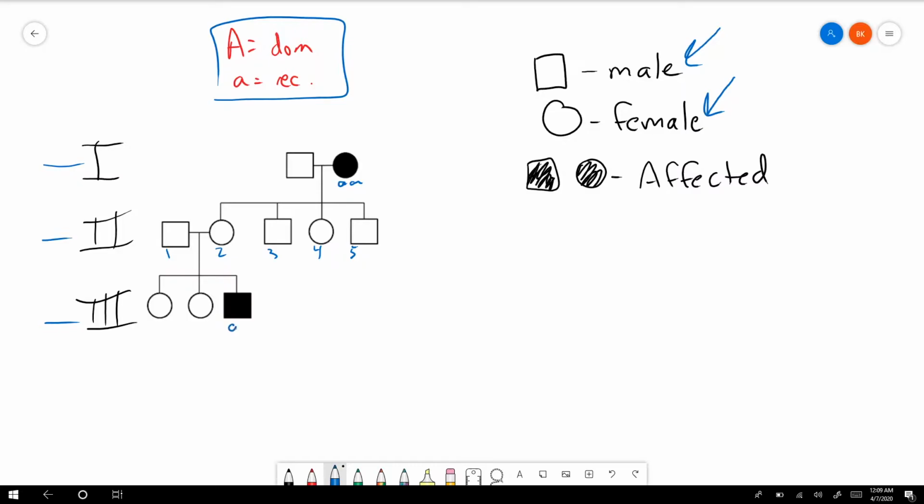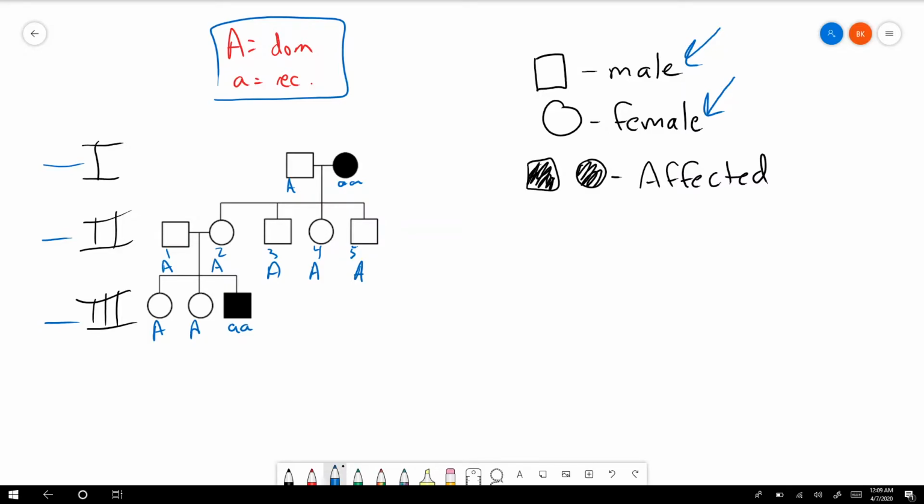So we can begin right off the bat. We know what those two individuals are, right? And every individual who's not affected must have a dominant allele. They could be homozygous dominant. They could be heterozygous. At this point, we don't know, so they all get one big A. And we'll have to figure out, if there's enough information, what the second allele is.